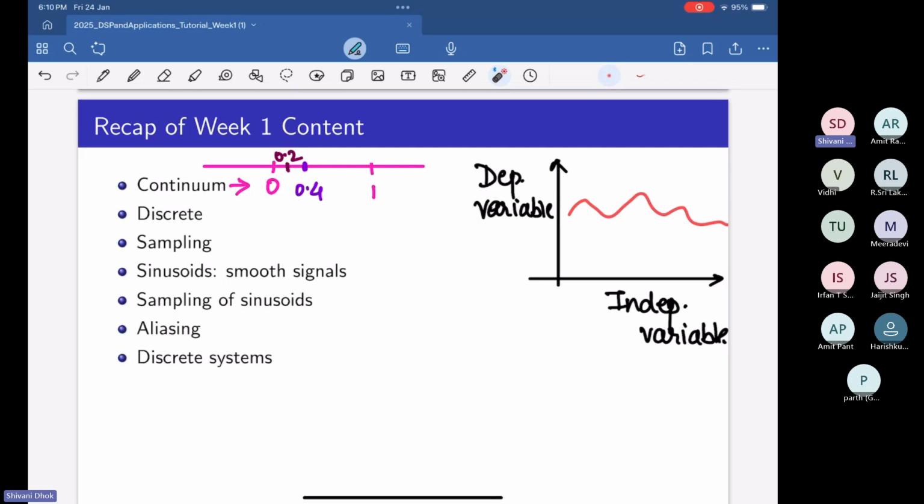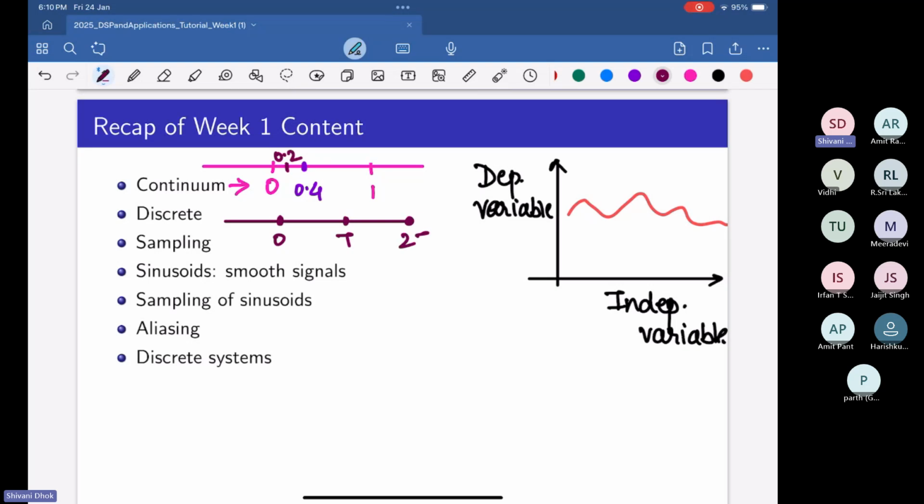However, when we go for discrete things, let's say I look at 3 points: 0, some t, and 2t. Now there won't be any value present in between them. So if we have anything here, the closest thing will be this time. There won't be any value to be considered here. So we can also index these by 0, 1, and 2, and so on.